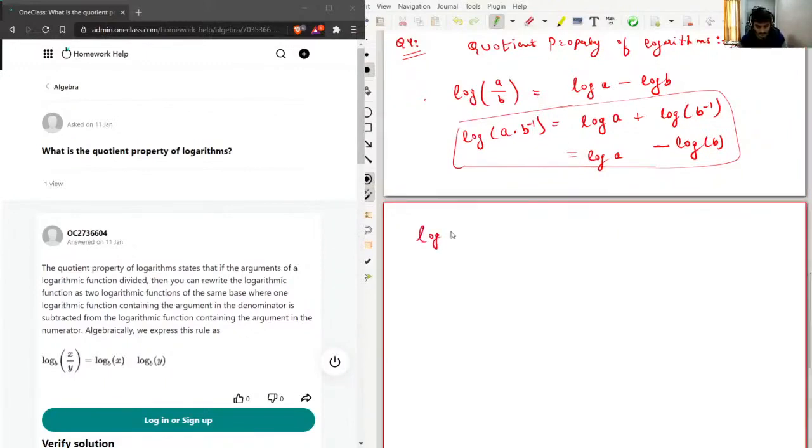So I can just write like this. Let's say log of 100 by 10. Log of 100 over 10, by using the property, I can write as log of 100 minus log of 10.